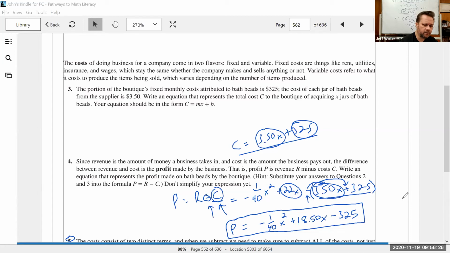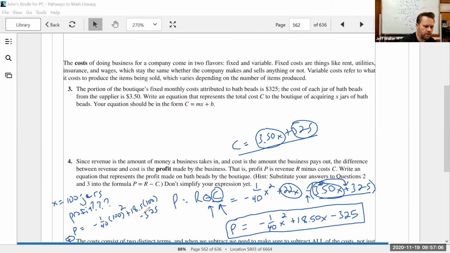Then I could answer all kinds of questions. The kind of question they're going to ask you down here would be, okay, what if you sold 100 jars? What would your profit be? How would you figure out what your profit would be? Plug it into x. Yes, good. Remember, x is jars. So all you would do is take the profit function and plug 100 in for x.